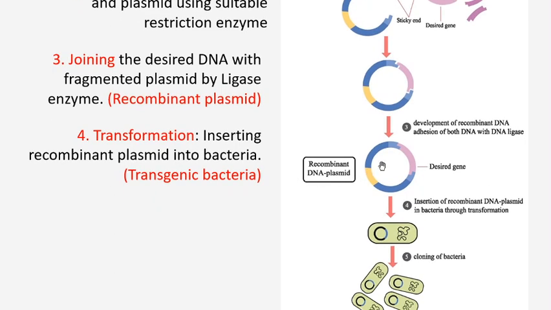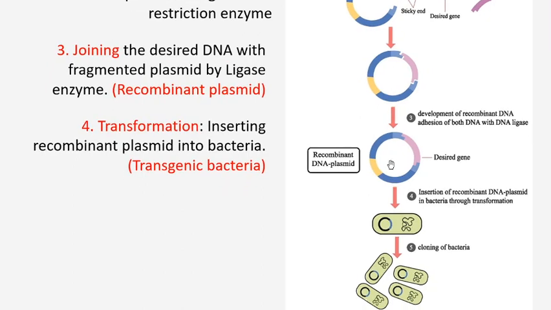So now this plasmid carries the desired gene, the insulin gene, and it has been returned back to the original bacteria, so that the original bacteria receives the recombinant plasmid. Now this bacteria will be called transgenic bacteria, because a foreign gene has been transferred to it.